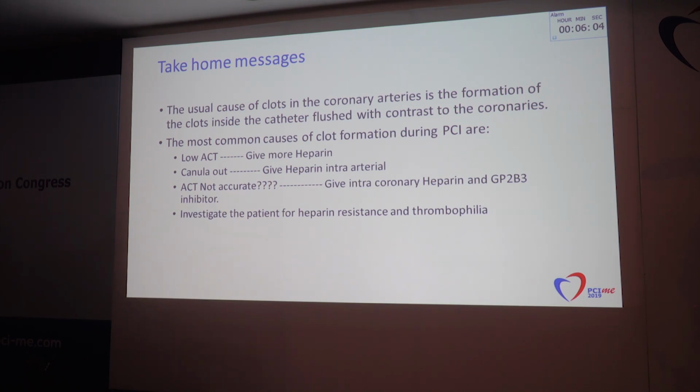And you need to investigate the patient after that for heparin resistance and for thrombophilia. Right, if you think it was just an anticoagulation problem, with that you cannot determine the level of ACT or your problem, so why do this very complex procedure with the culotte technique on the left main? Just give the anticoagulation, antithrombins, and wait and see what will happen after that.